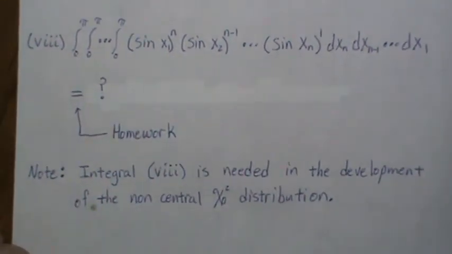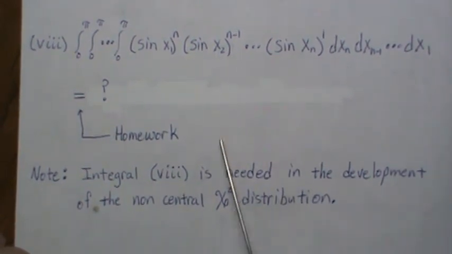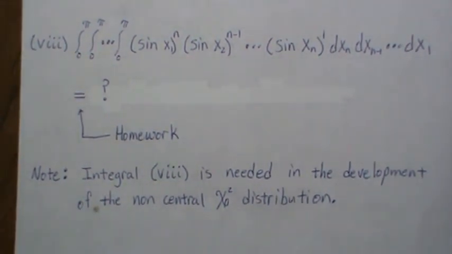And just as a quick reminder, this is needed in the development of a non-central chi-square distribution. When you use what's called the CDF technique, you find the cumulative distribution function, and then you take the derivative, and then you end up with the density.